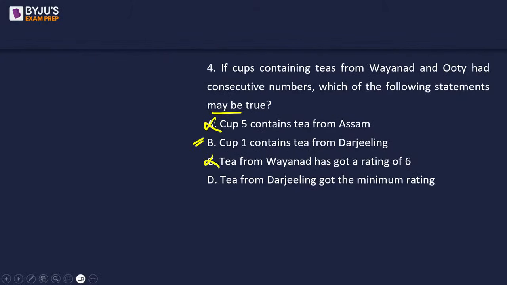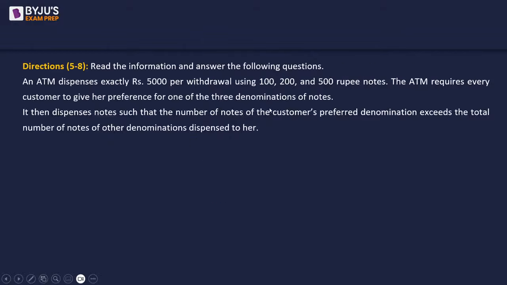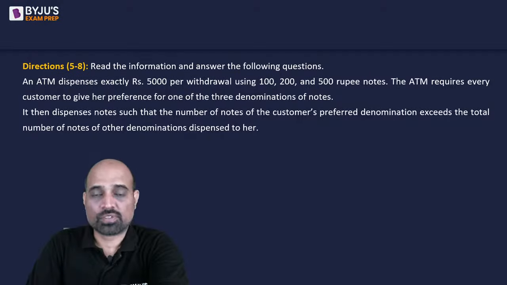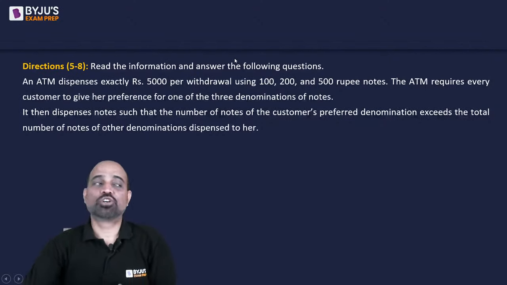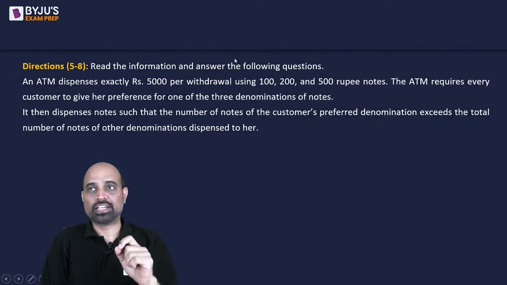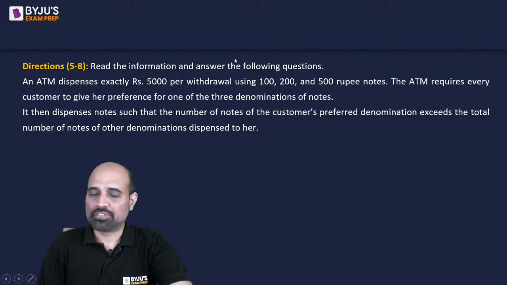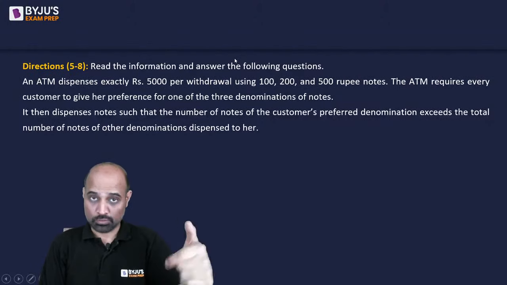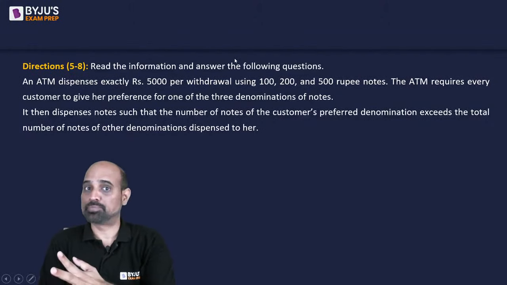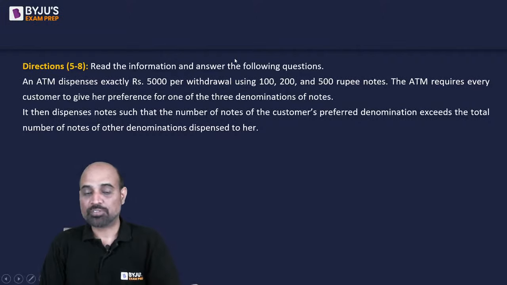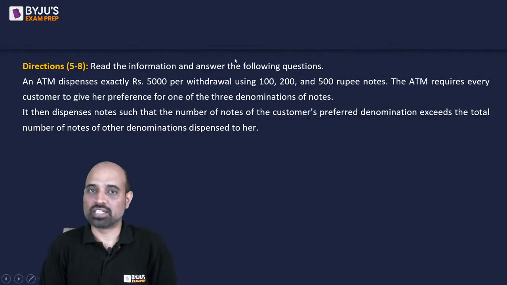And tea from Darjeeling got the minimum rating. This is also false. So B statement is going to be true, right? Okay. So not a difficult one, but we had to be very careful while reading. Are we dealing with cup numbers or are we dealing with ratings? Whatever was not sure, we had to leave it. We had to go through the statements twice. First time, whatever we were able to fill up the table, we used it. Second time, we went through all the statements.